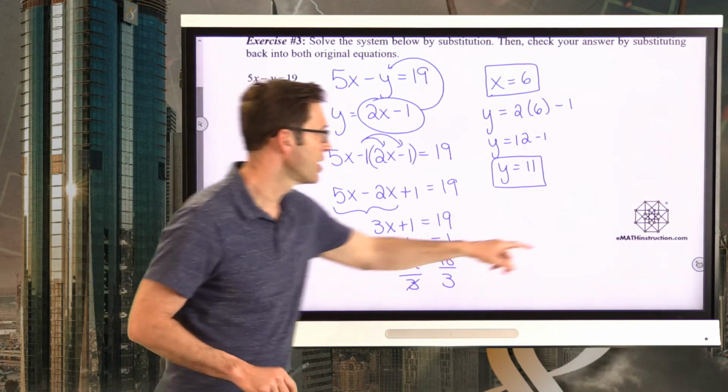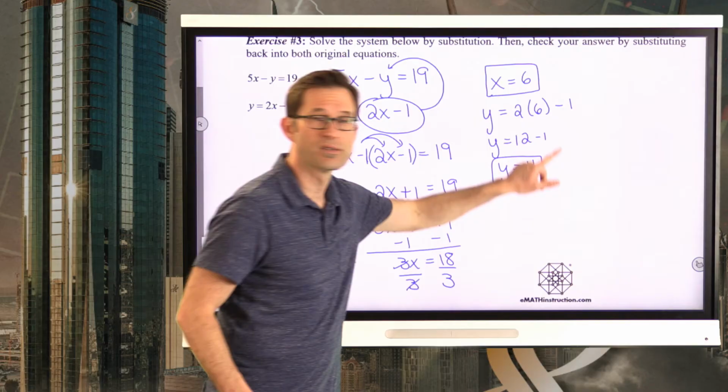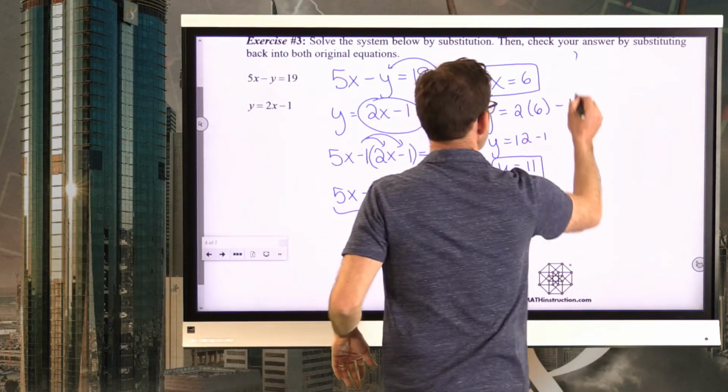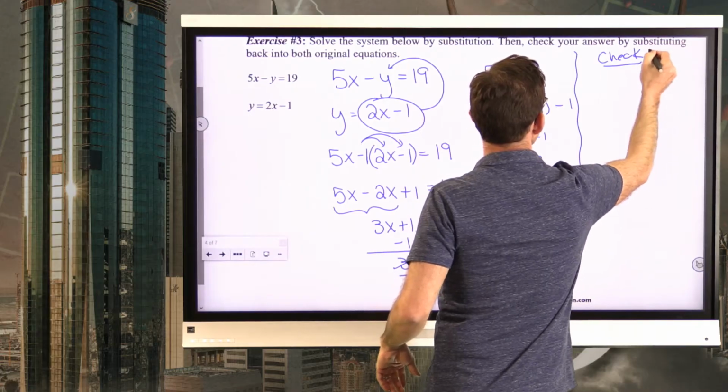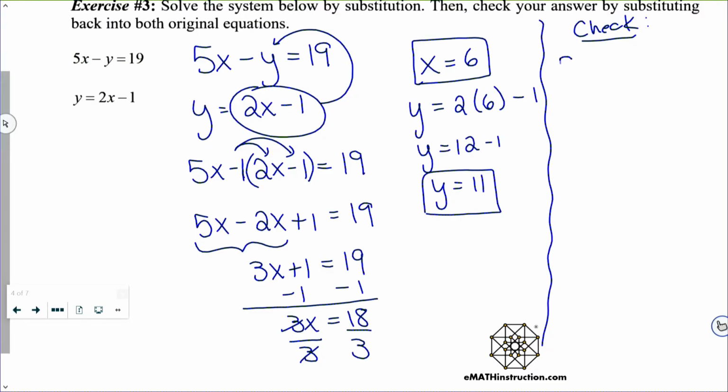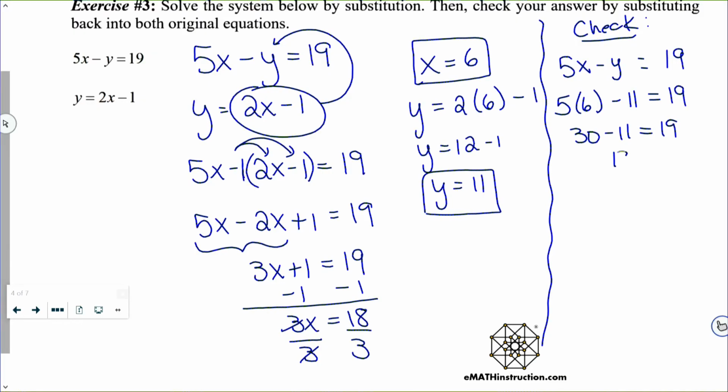Now let's do the check. I think I can squeeze the check up in here. So let's take a look at our check. Now we want to check that set of values in both equations. Let me start with the first one, 5x minus y is equal to 19. So I'll put 6 in for x, 11 in for y. All right, 5 times 6 is 30, right? And 30 minus 11 is in fact 19. So you bet it works in the first equation.